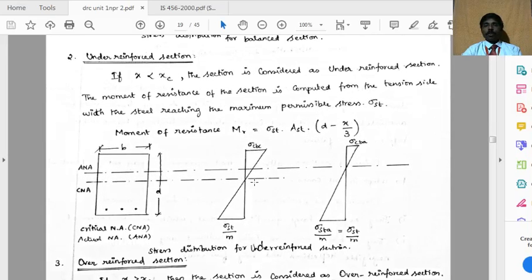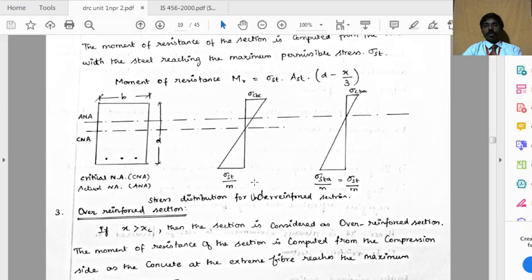Next one is the under reinforced section. Here the actual neutral axis will be above the critical neutral axis, which is expressed in a formula like x less than XC. Here the steel will reach the permissible stress earlier than that of concrete. So here the moment of resistance MR is equal to sigma ST into AST into d minus x by 3, and the stress block diagram is shown in the figure.